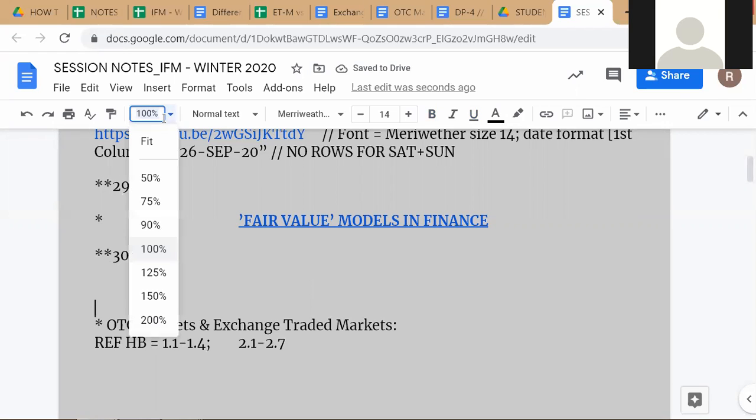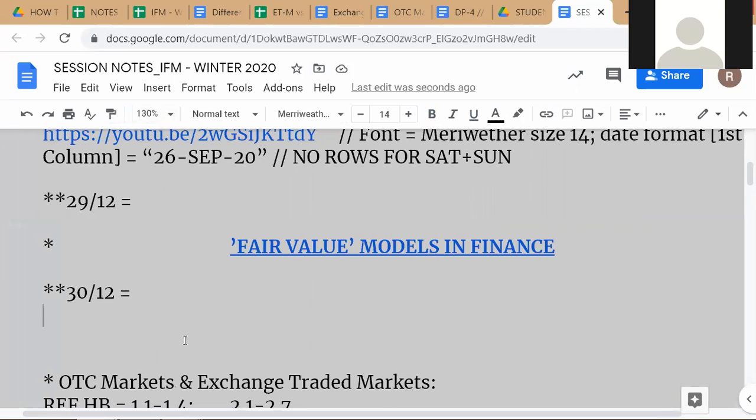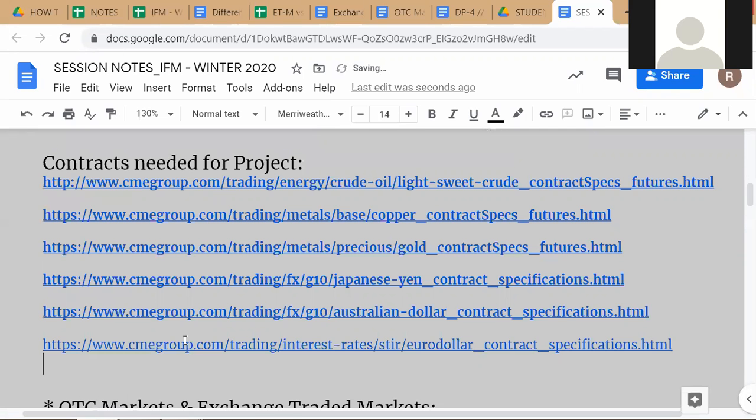Let me just increase this here. Yeah, okay. And then I will just include one point here about the project. Regarding the project, I wanted to give you the tickers. So these are your tickers. The project, you'll get to know the details and the background later on. But what I want you guys to start doing is already start tracking these markets, okay?